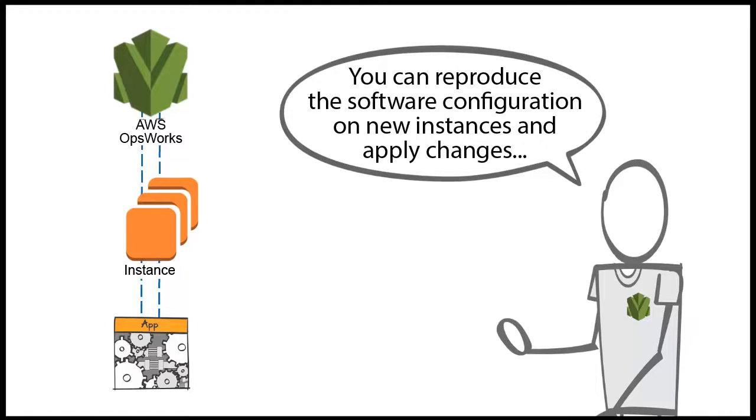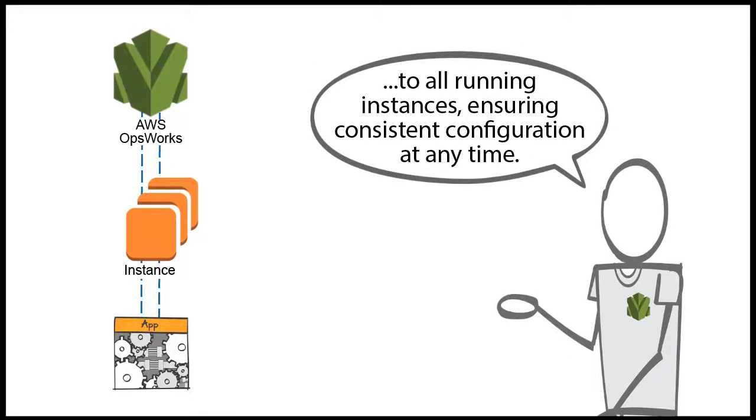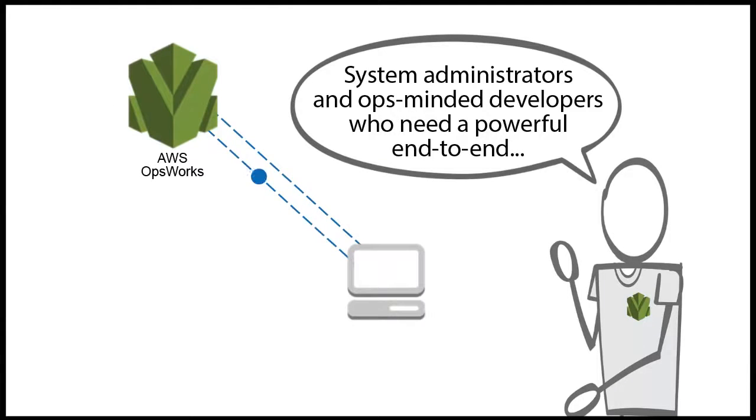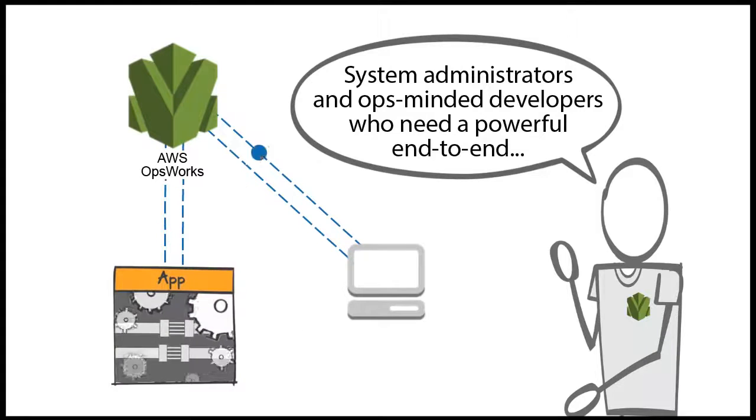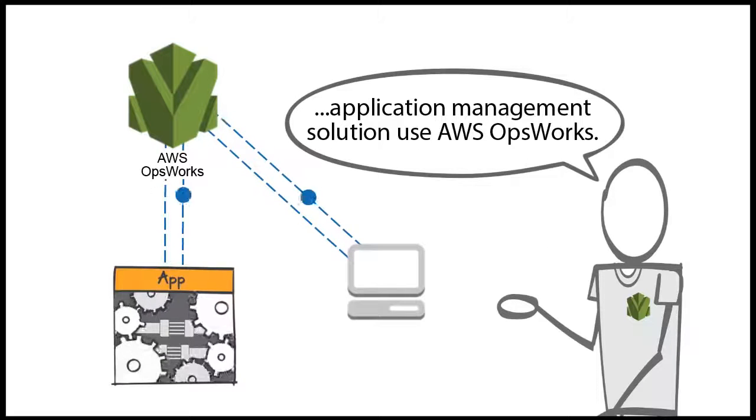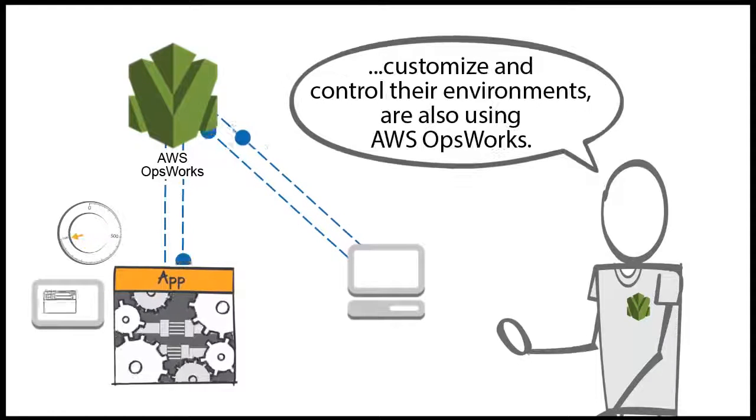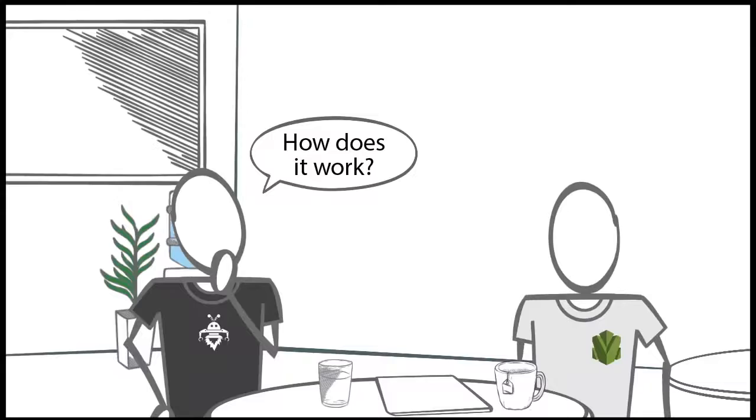You can reproduce the software configuration on new instances and apply changes to all running instances, ensuring consistent configuration at any time. Who is using AWS OpsWorks? System administrators and ops-minded developers who need a powerful end-to-end application management solution use AWS OpsWorks. DevOps users who want better management and automation tools to help them customize and control their environments are also using AWS OpsWorks. How does it work?